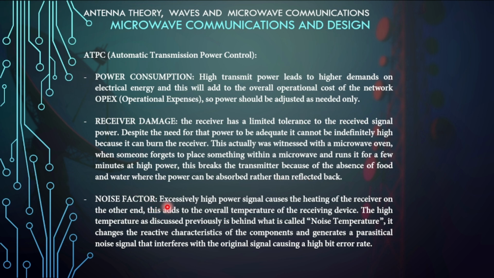Also, noise factor. An excessively high power signal causes the heating of the receiver on the other end. This adds to the overall temperature of the receiving device. The high temperature, as discussed previously, is behind what is called noise temperature. It changes the reactive characteristics of the components and generates a parasitic noise signal that interferes with the main original signal, causing a high bit error rate.